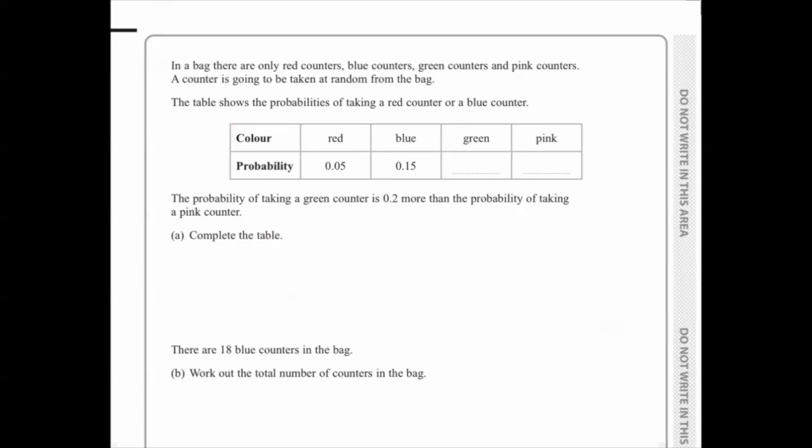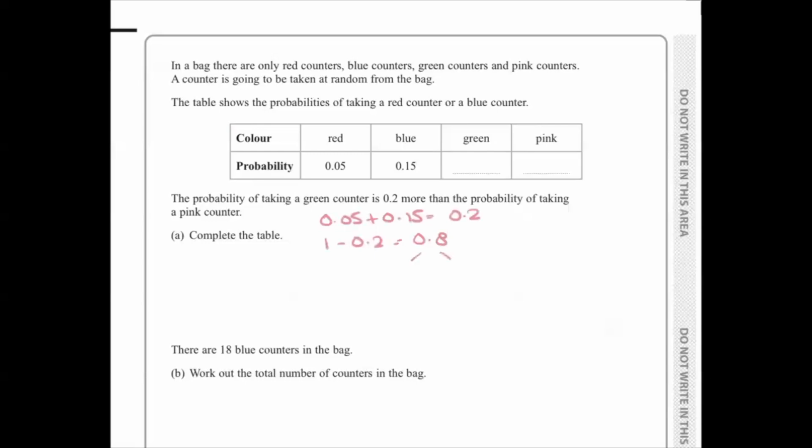Okay, so our next question is a probability question. We've been given a table with some blanks and we're being told that the probability of taking a green counter is 0.2 more than the probability of taking a pink counter. So the first thing we're going to do is add what we have been given so that we've got that total. And then we're going to take that away from 1 because they should all add up to 1. So I know that green and pink together is going to be 0.8.